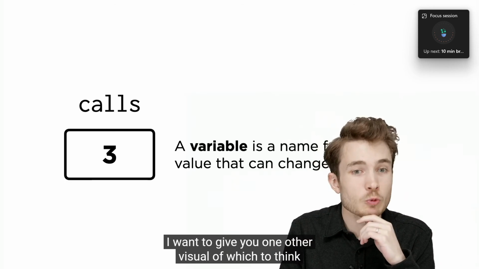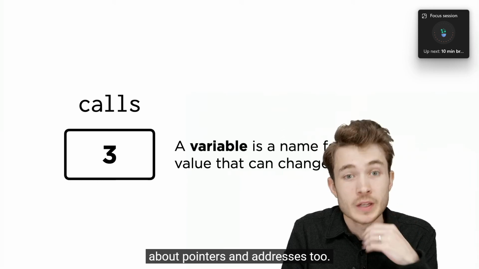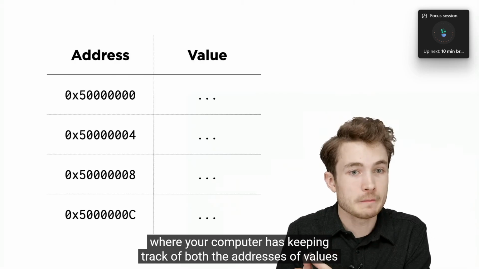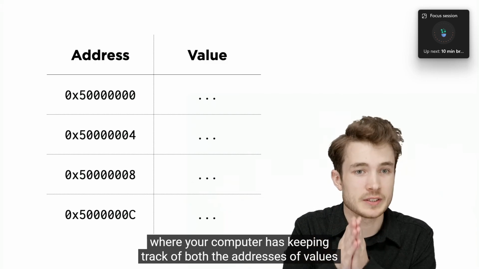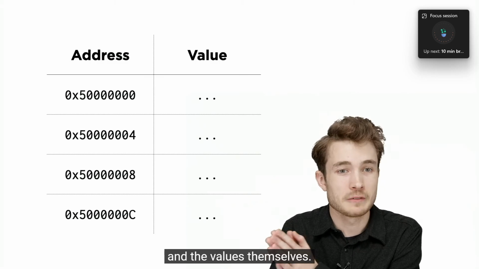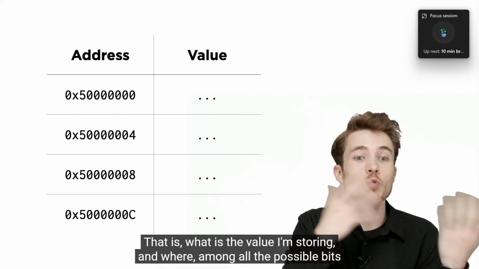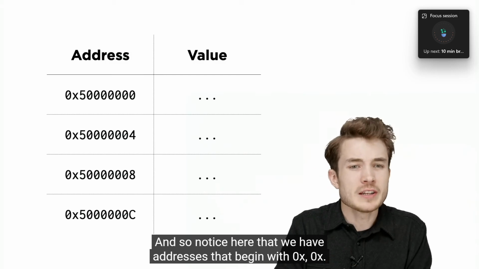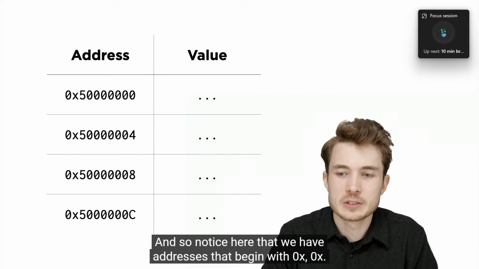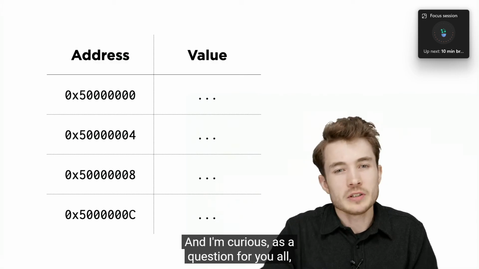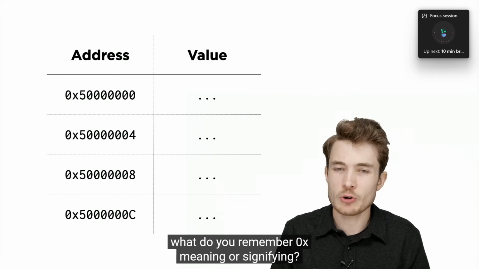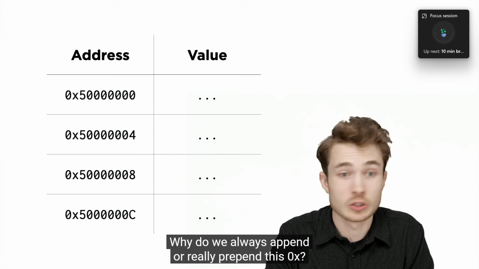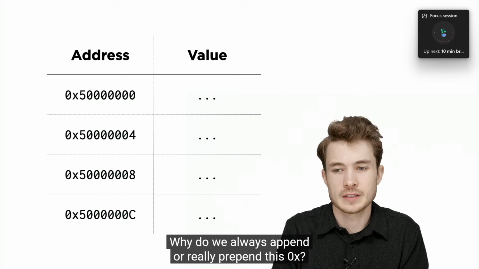I want to give you one other visual way to think about pointers and addresses too. So you could think about it as well as kind of like this table here, where your computer is keeping track of both the addresses of values and the values themselves. That is, what is the value I'm storing, and where among all the possible bits and bytes am I storing that value? And so notice here that we have addresses that begin with 0x. And I'm curious, as a question for you all, what do you remember 0x meaning or signifying? Why do we always append, or really prepend, this 0x?